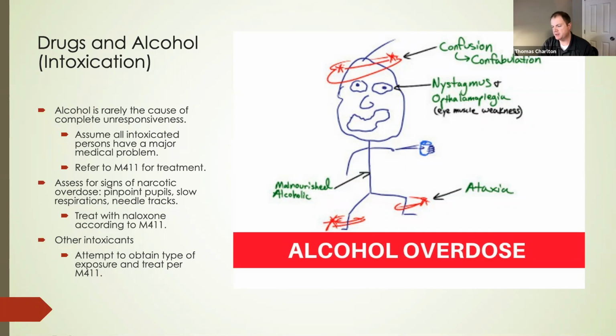Obviously, I think all of us are pretty much experts at this point, unfortunately, because of the heroin epidemic. But these folks will have pinpoint pupils, slow respirations, needle tracks, and then you're going to need to treat them with Narcan if their breathing is ineffective. Remember that we use Narcan for breathing. We don't use Narcan for responsiveness or anything like that.